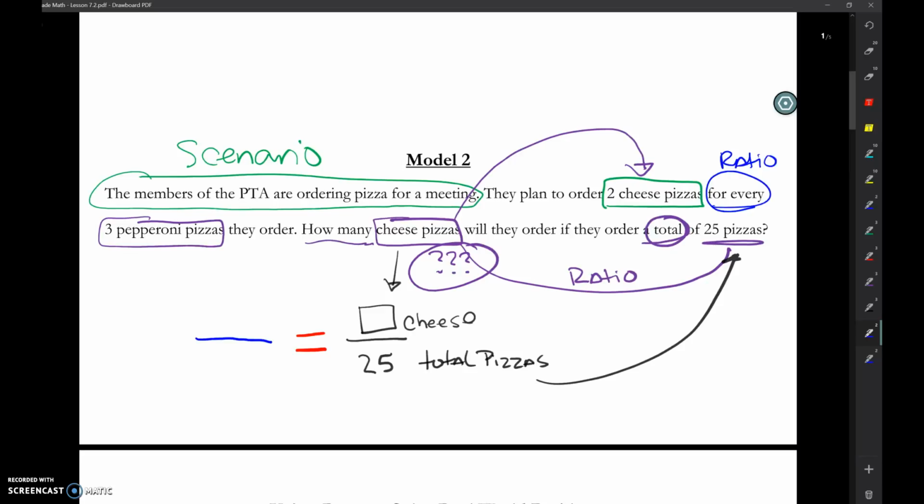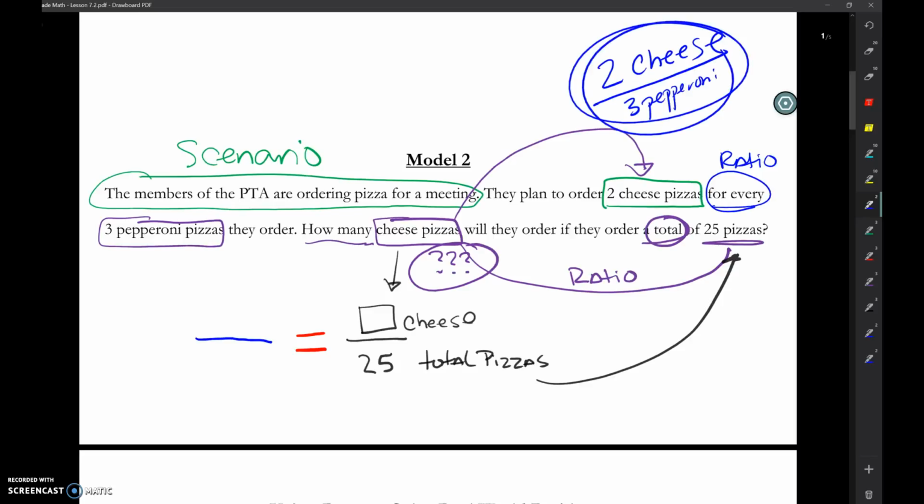And on the other side, I'd have my ratio that I'm given. And so in this problem, I'm given the ratio of 2 cheese over 3 pepperoni. What I'm going to put up here is my 2 cheese, because the cheese is up here on top, so cheese also has to be down here on the bottom. And we don't know how many yet we're going to need. But down on the bottom, it says total.